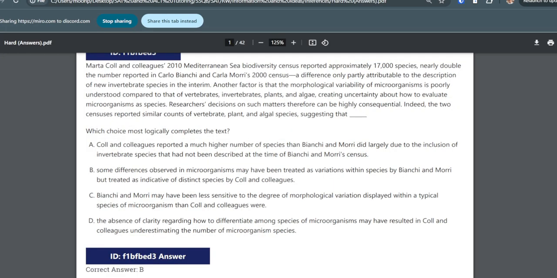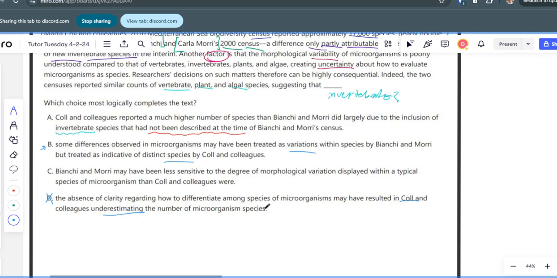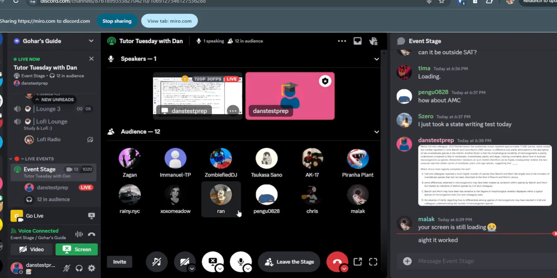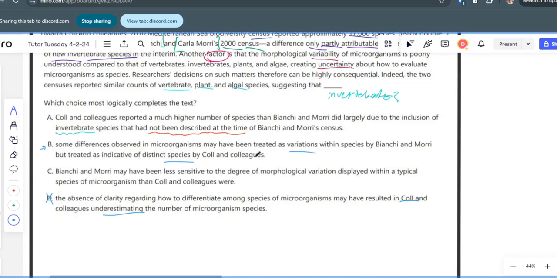Oh, you guys got in. Okay. What do you guys think? A, B, and C.